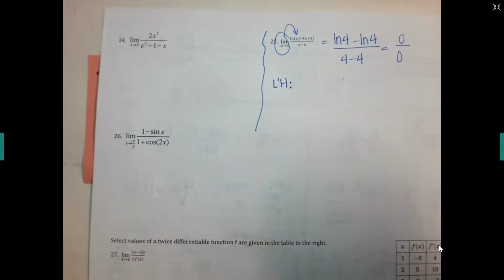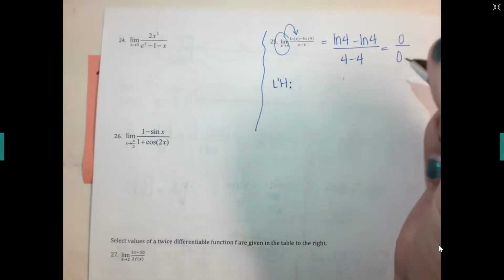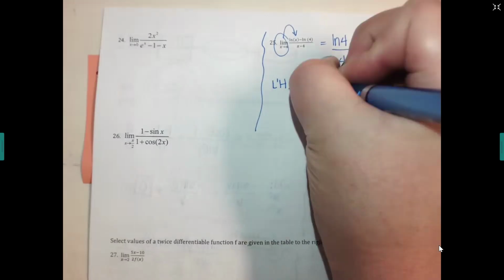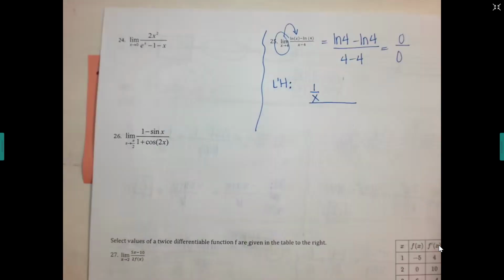Now for the top, do we remember the derivative of ln x? No. 1 over x. Okay, what would the derivative be of ln 4? What type of number is ln 4?